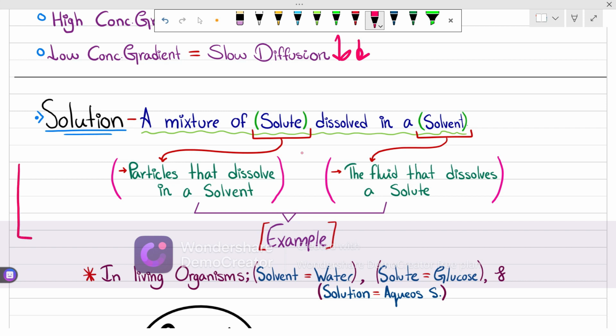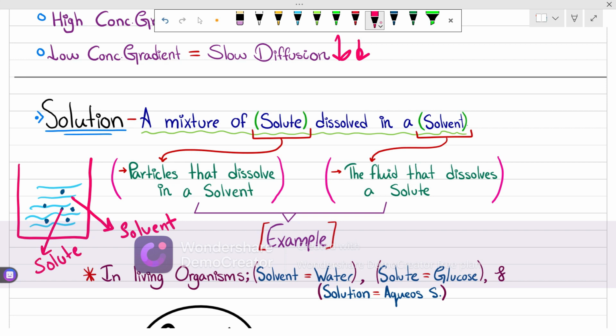So, for example, we have a beaker containing water, and we add particles of sugar inside. So the solvent is the water, because the solvent dissolves the solute. So this is the solvent. It dissolves what? It dissolves the sugar. So sugar is the solute. Solute is the substance that goes into the solvent, and solvent is the substance that dissolves the solute.